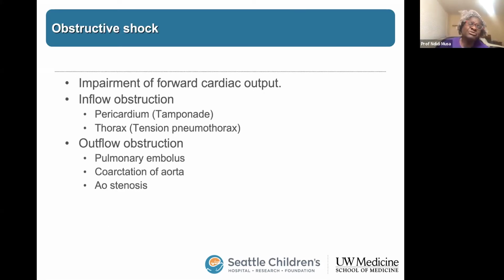What about obstructive shock? Obstructive shock just implies that the forward cardiac output is impaired. It could be an inflow obstruction, so blood is not getting in, as in pericardial tamponade or tension pneumothorax, or it could be an outflow tract obstruction, such as in pulmonary embolus, coarctation of the aorta, or aortic stenosis. So you have an impairment of cardiac output, either due to inflow obstruction or outflow obstruction.